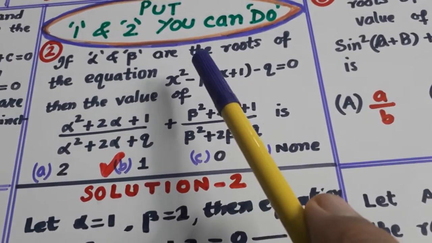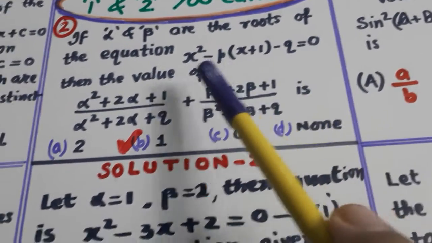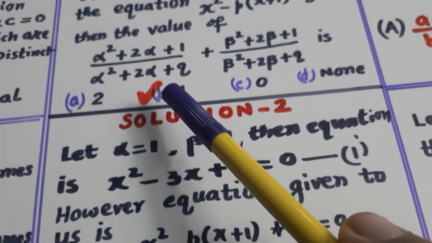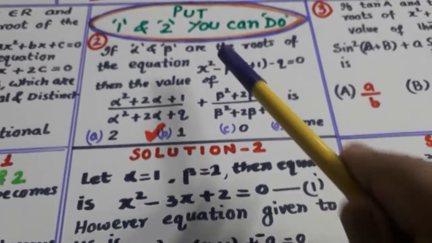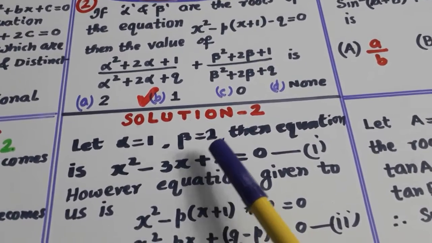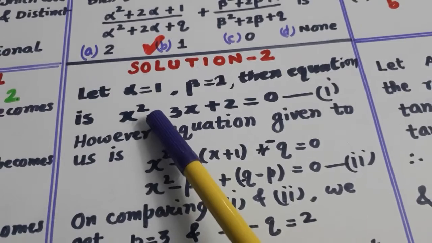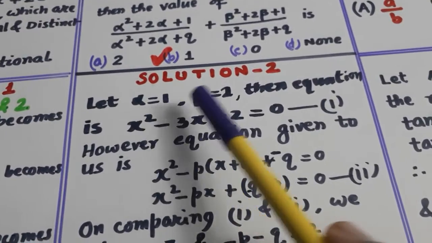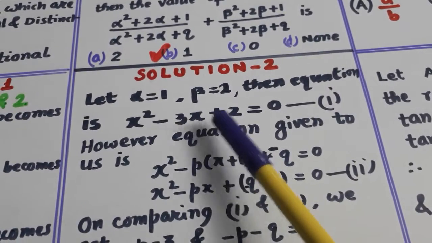If alpha and beta are the roots of the equation, this is the equation given to you, then value of this, we have to choose the value. Here the solution is 1. Now look here, let us go as per the short trick. Alpha is 1, beta is 2. Then if we know the roots, then the equation becomes x square minus Sx plus P. S will be the sum, product will be 2 into 1. So this is the equation.